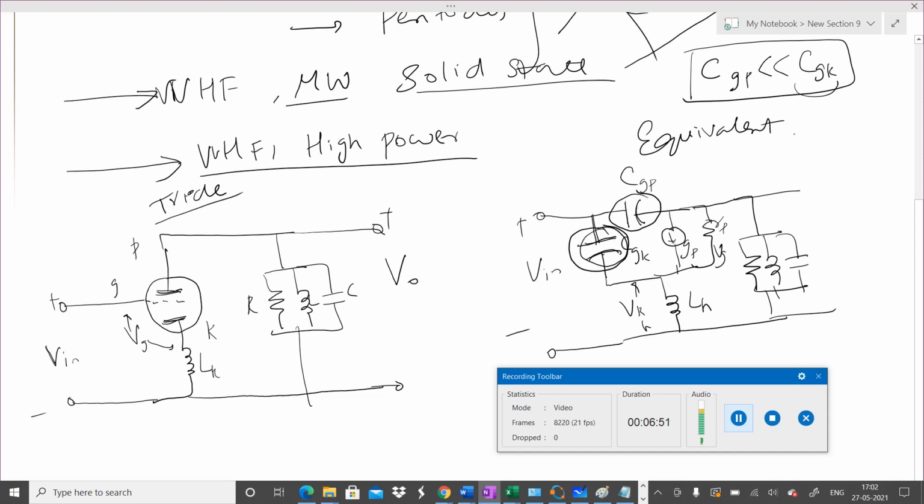So what are the corresponding impedances? 1 over omega C, right? So when CGP is less, it means the impedance here will be very high and the impedance here will be very low. So what will happen is, at low frequencies, these two capacitances will have this effect, that since CGP is very low and CGK is high, at low frequencies this impedance is very high.